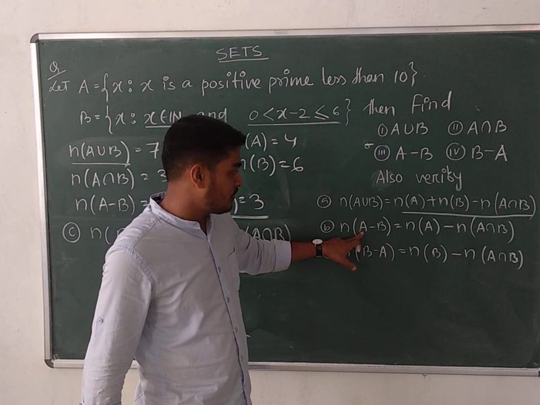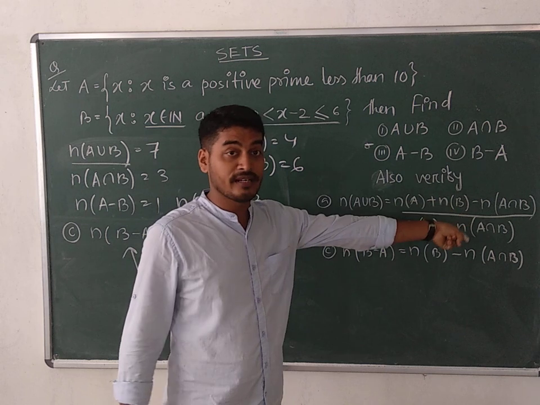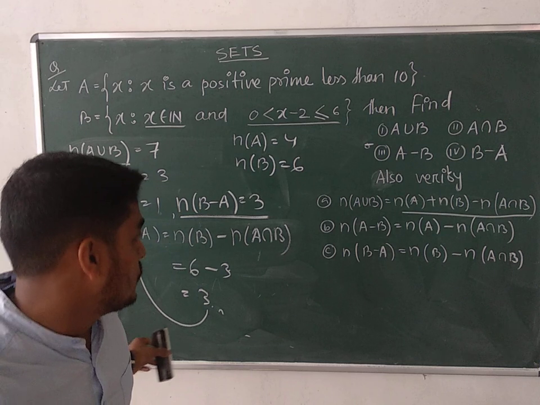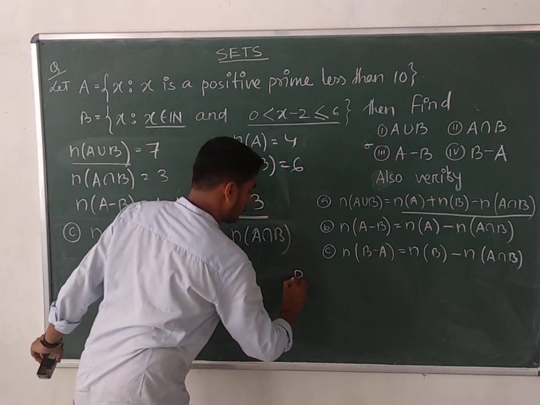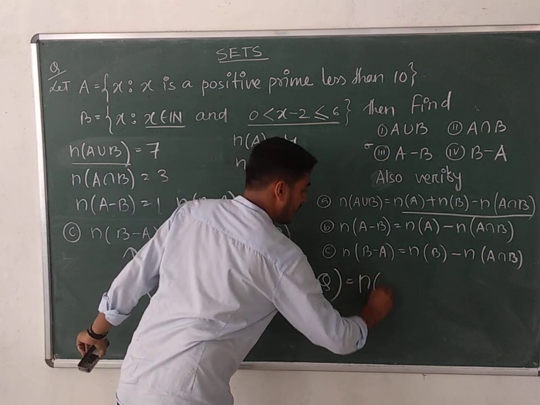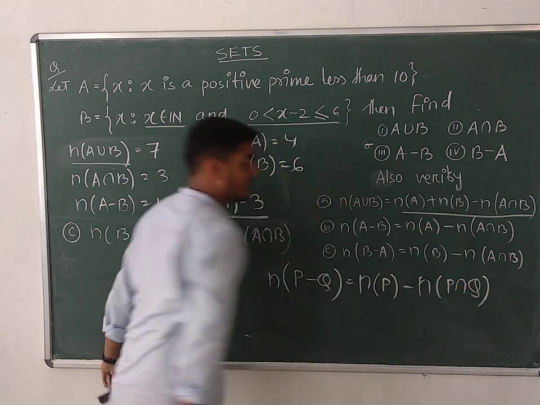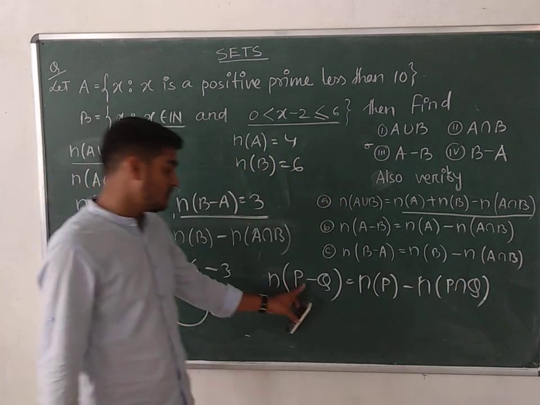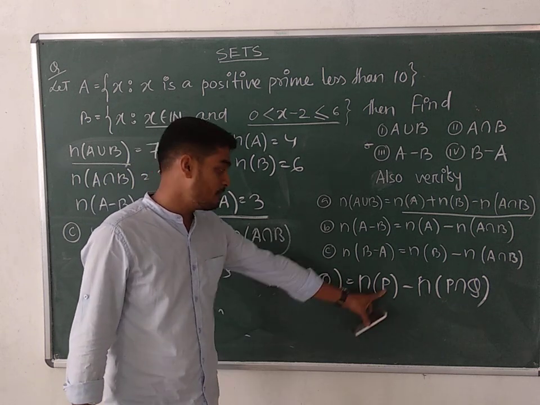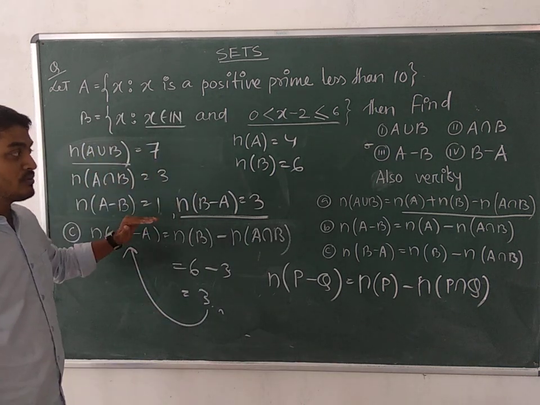Whenever you have to find out the number of elements in A minus B, it is exactly equal to n of A minus n of the intersection. n of B minus A is n of B minus n of the intersection. Suppose the question is given like P minus Q. Very simple: n of P minus n of P intersection Q. In this way, we can easily generalize. Whenever you find the number of elements in the difference, it will be exactly equal to the number of elements in the first set, P, minus the number of elements in the intersection. I hope you have got my point. Very simple question, just go through it.